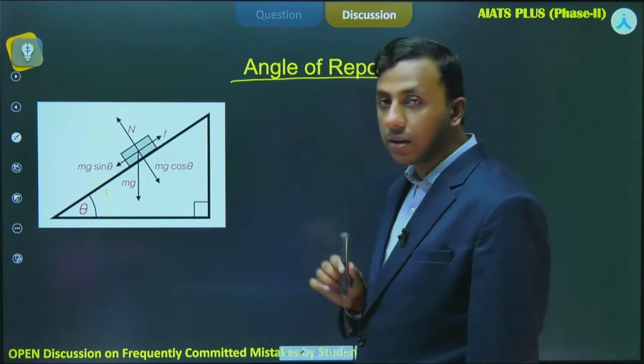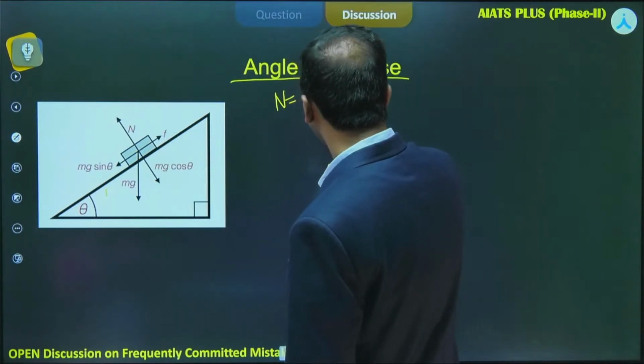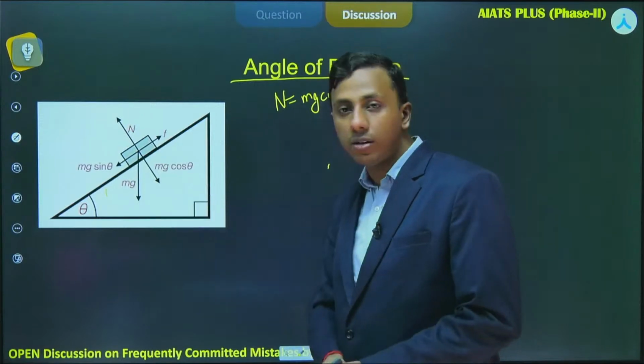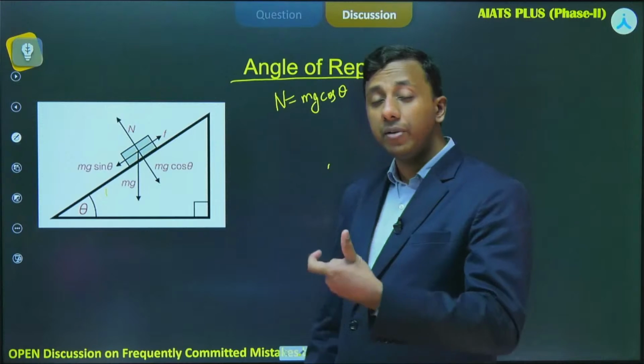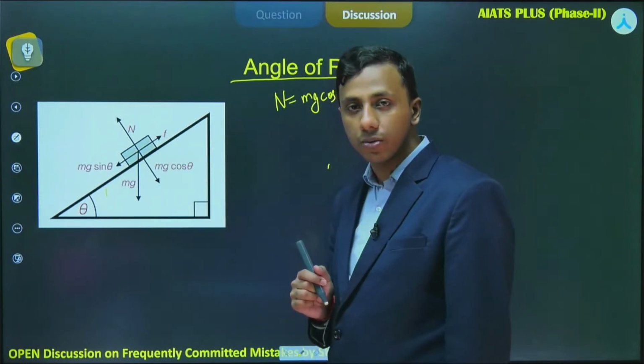So what can you say? N is equal to what? So we can say N is equal to mg cos theta, right? And this mg sin theta, what is it trying to do? It is going to pull the body down the incline. And who is going to prevent that body from moving down the incline? That is our frictional force, right?